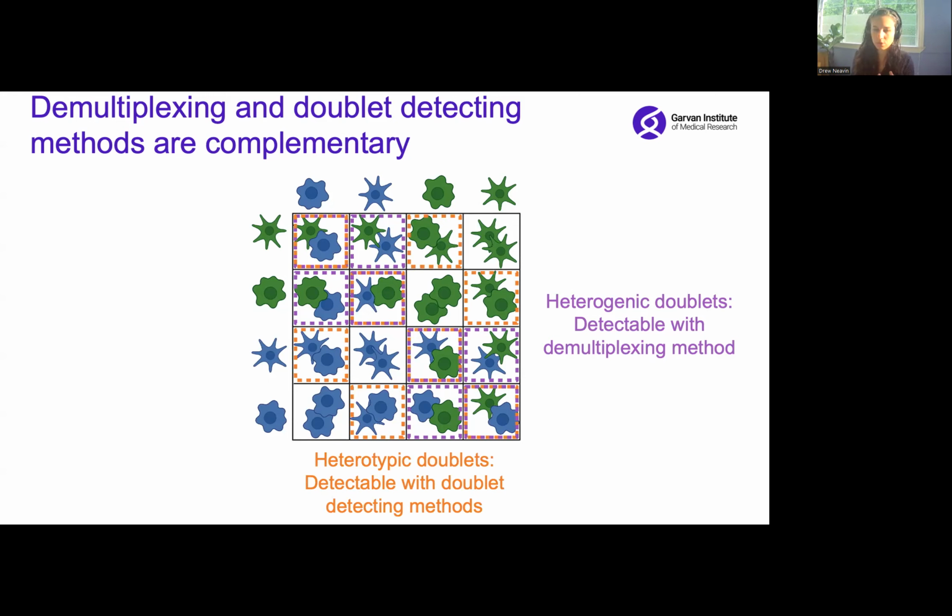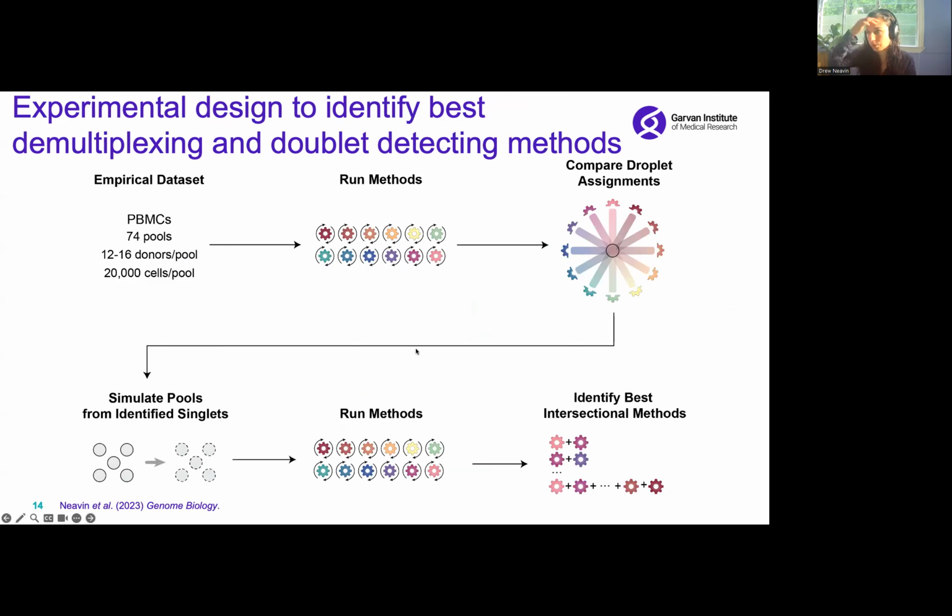And so using these two methods together, we hypothesized that we would have better results for our analyses and be able to have a cleaner data set for downstream analyses. And so part of this project, which was published last year, was looking at applying all of these demultiplexing methods and trying to identify the best combination of demultiplexing and doublet detecting methods that we can use to assess our data.